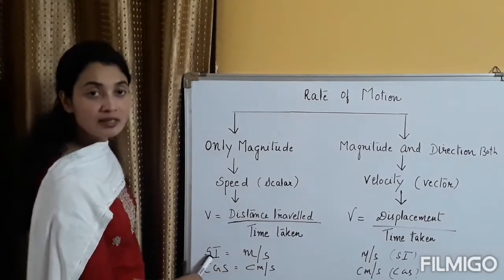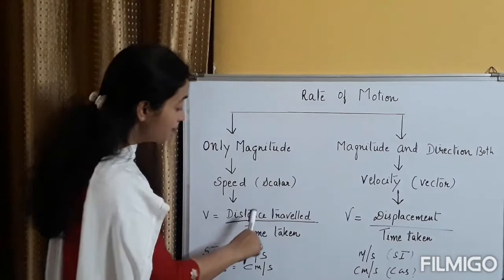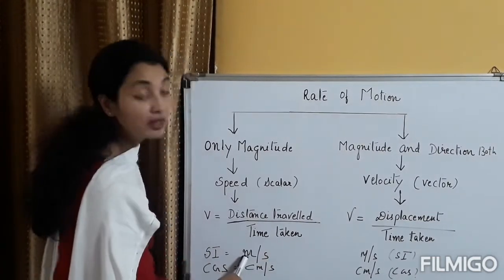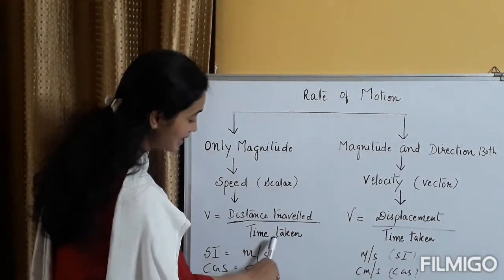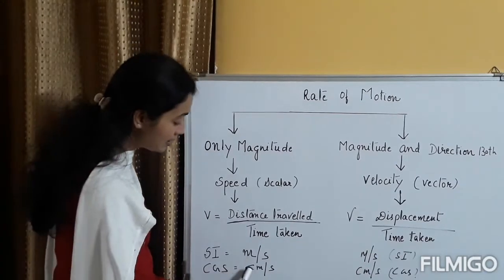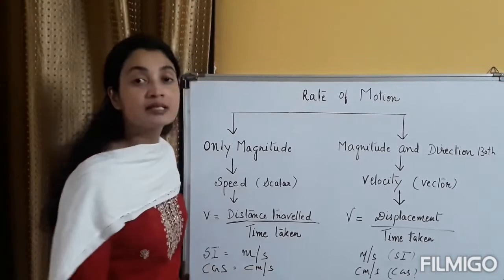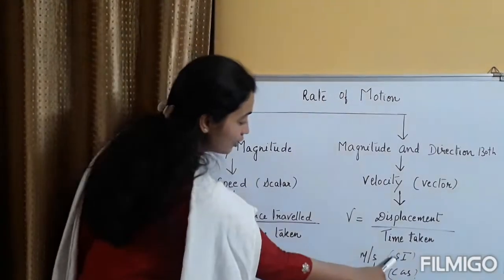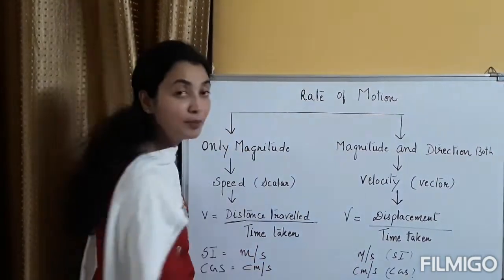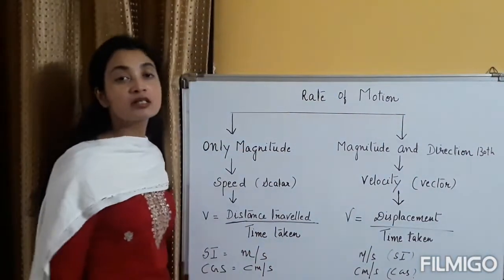The SI units. How to get the SI units? From the formula itself we get the SI units. Speed is distance upon time. Distance is measured in meters, SI units, and time in seconds. If you take CGS units, then distance covered is in centimeters and time taken in seconds. Similarly, SI unit of velocity is meters per second because displacement is also measured in meters, time in seconds, and CGS is centimeters per second.